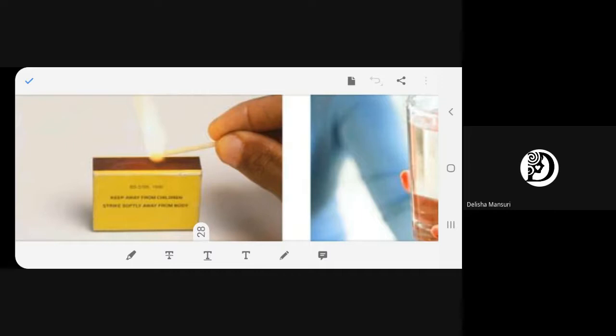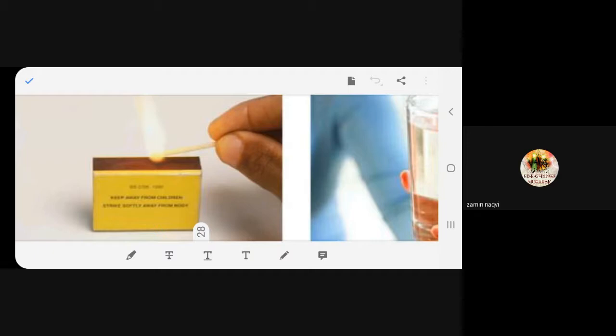What is it? What can you make out of it? What is shown over here? Hello? You can't? This is a matchbox. Girls, this is a matchbox. So where is the friction?